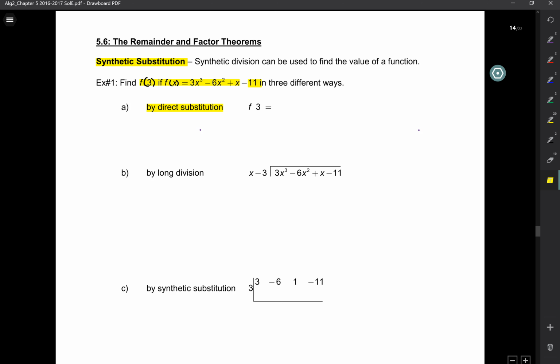So I know that there are several ways that we can do this. One is by direct substitution. Direct substitution is when you take 3 and you substitute it for all the x's in f of x. So for example, substituting in x here, here, and here, f of 3 will be 3 times 3 cubed minus 6 times 3 squared plus 3 minus 11. So f of 3 will be 3 times 27 minus 6 times 9 plus 3 minus 11. And finally, when you simplify, f of 3 is equal to 19.